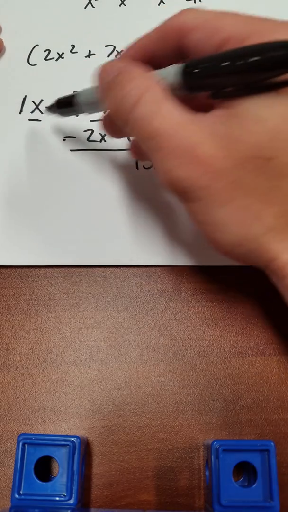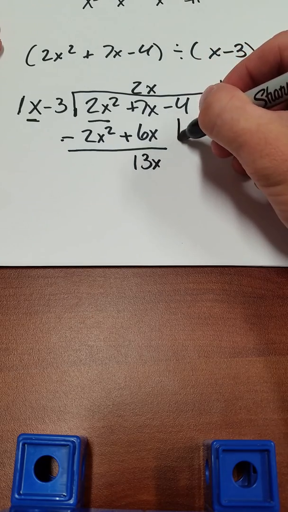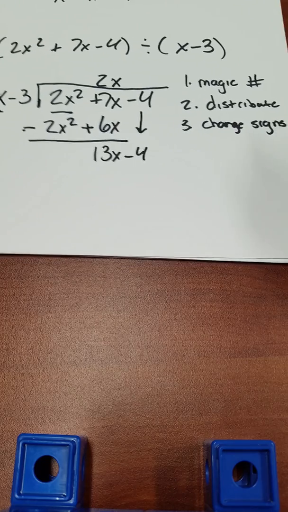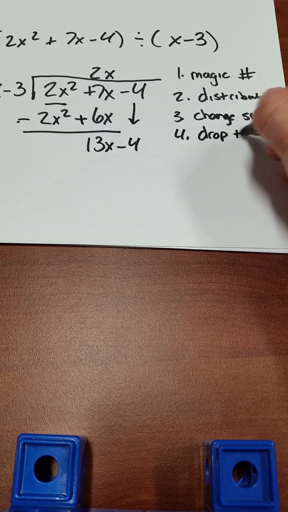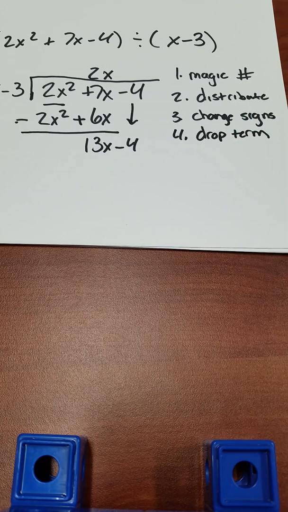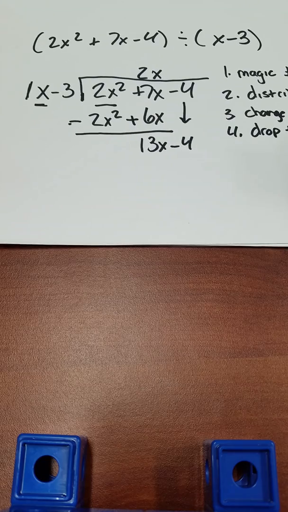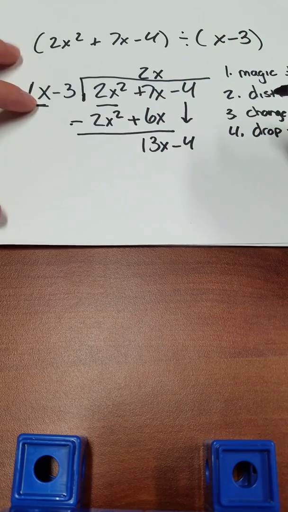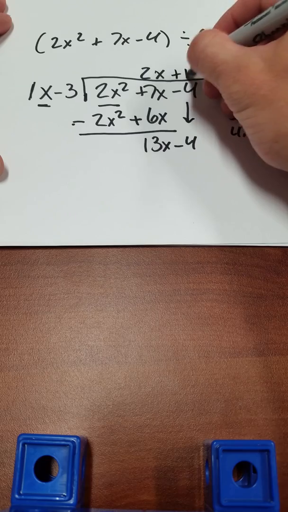Now, there are 2 terms out in front, so I need 2 terms down here. So I'm bringing down this negative 4. All right, so the 4th step is to drop term. And now we start all over again. Number 1, magic number. Well, 1x times what's going to give me 13x? Well, x and x. I don't need any more x's. So this is just going to be a number. 1 times what gives me 13? Well, that's positive 13.